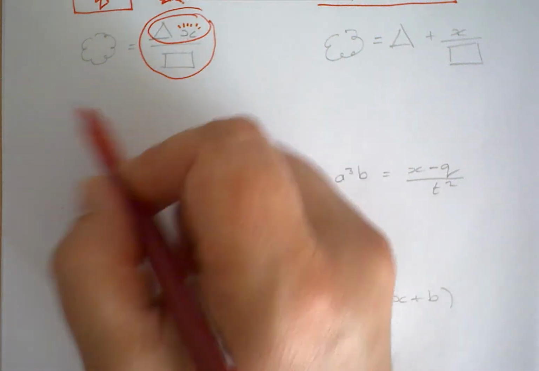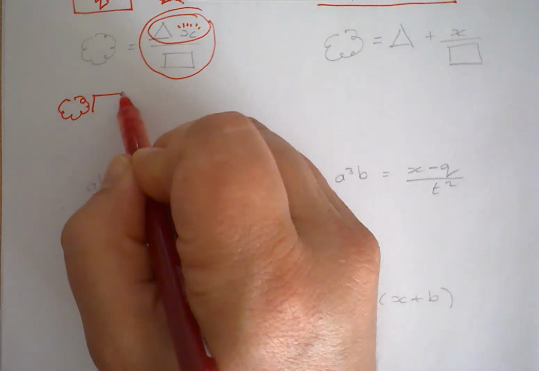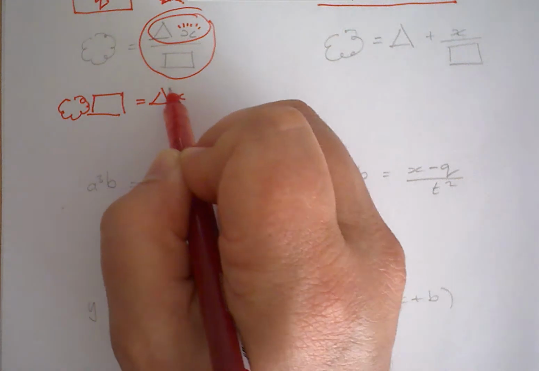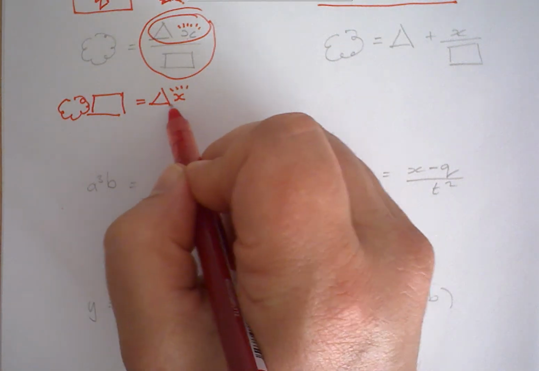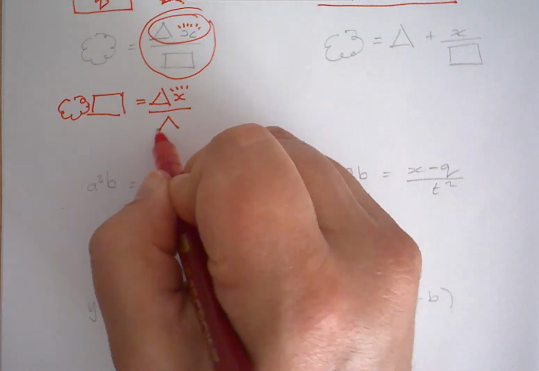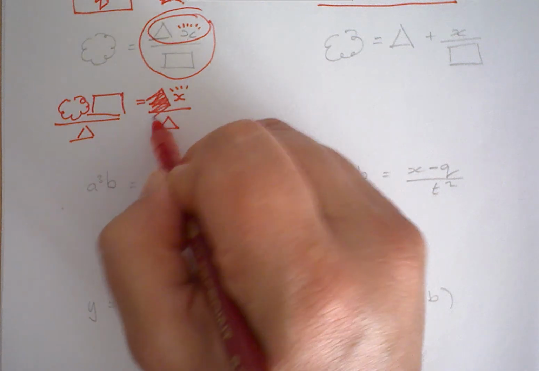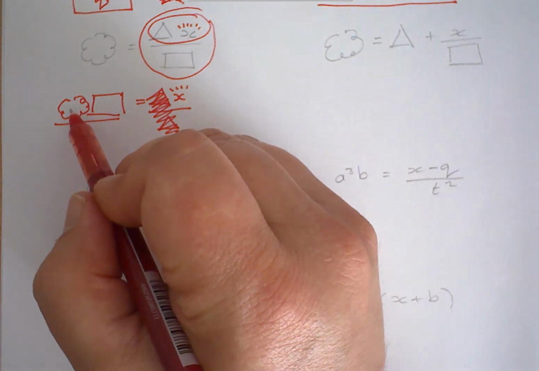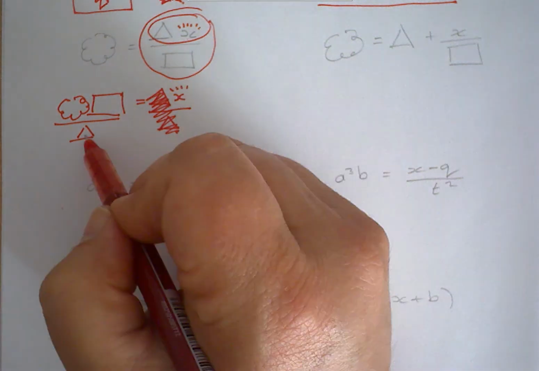So working from the outside in, we've got the fluffy cloud, gives you that. And so now the final layer is the timesing of the triangle, so we need to divide by the triangle both sides. And this disappears, and you're left with the fluffy cloud, okay? First it was multiplied by the block, and then divided by the triangle.